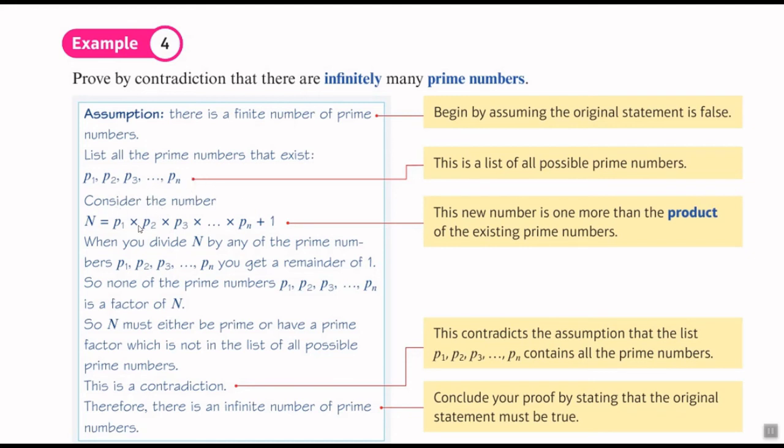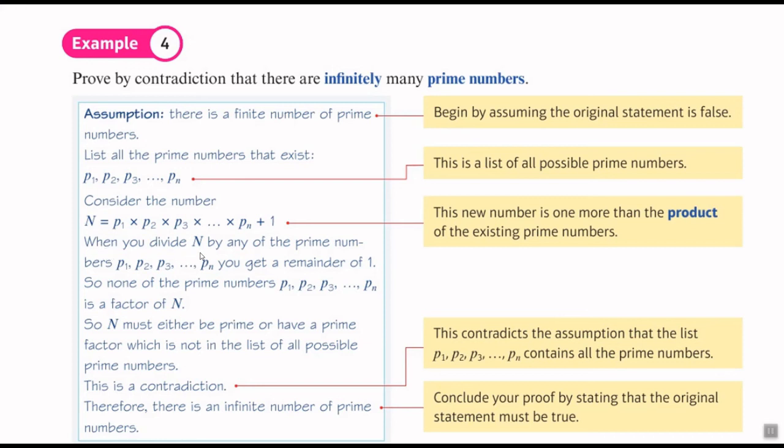So consider the number. We can take the new number capital N, which is 1 more than the product of the existing prime numbers. So you can multiply all the prime numbers and add 1. So the new number, you can take it as N.